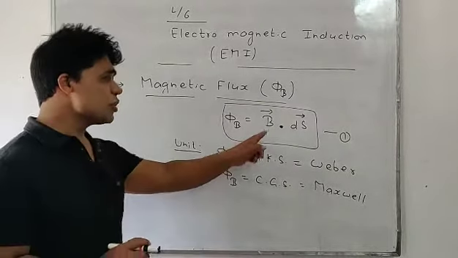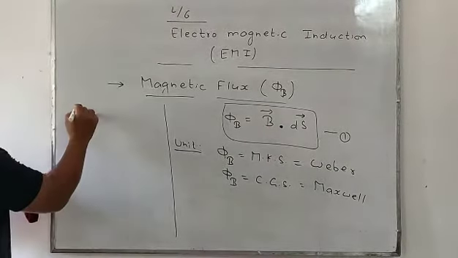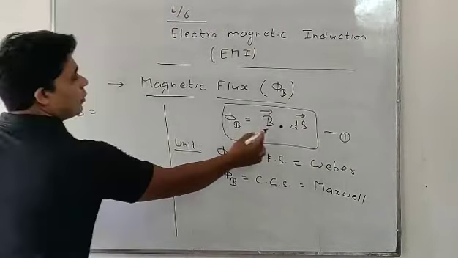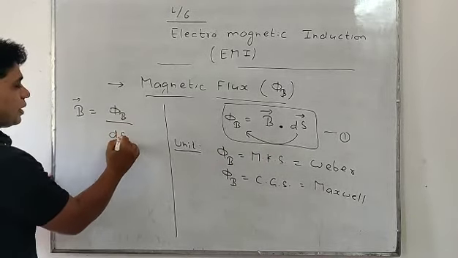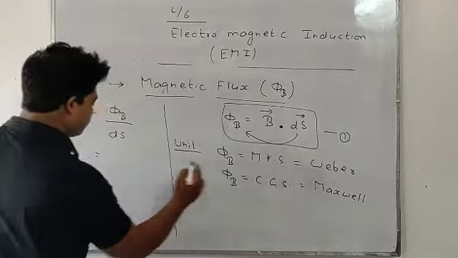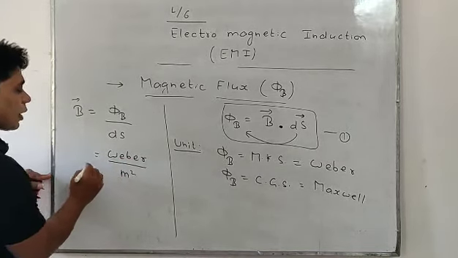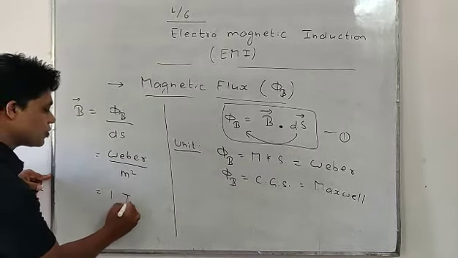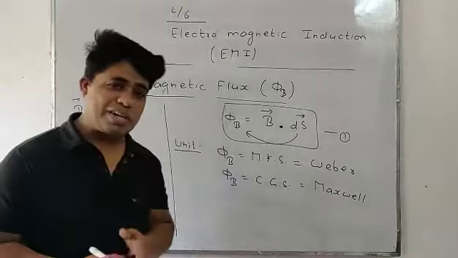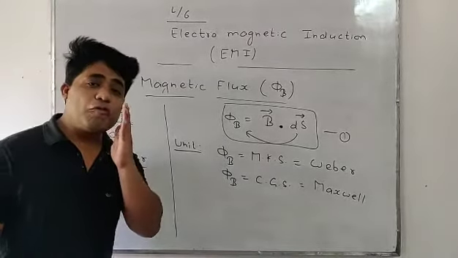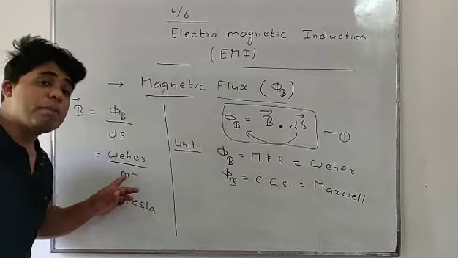Now students, we can also get the unit of magnetic field. For finding the unit of B, the formula will be B equals phi by dS. The unit of magnetic flux is Weber and area is meter square, and Weber per meter square is 1 Tesla. Nikola Tesla is the name of a scientist. Tesla is a unit of magnetic field in which system? In MKS, and 1 Tesla is Weber per meter square.